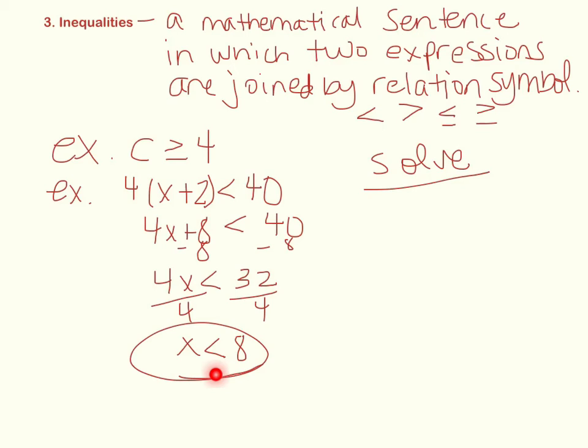So go ahead and do an example just like we did with the other two. You're going to write it down and then pause the video, try it on your own, and then come back to check. So negative 12 times y minus 3 is less than or equal to 2y plus 64.